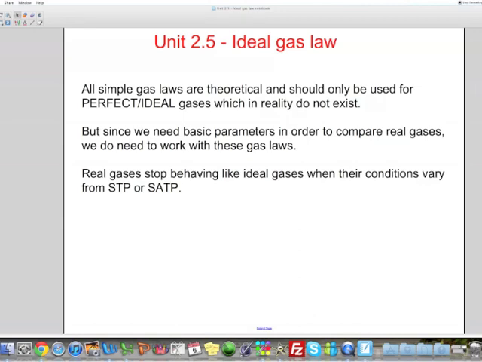Good day and welcome to the culminating point of chapter 2. So we're going to talk about the ideal gas law. Before I show you the math behind the gas law, we're going to talk about a few theoretical points.